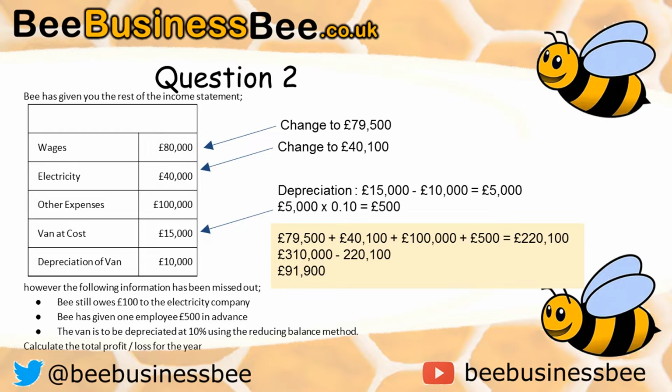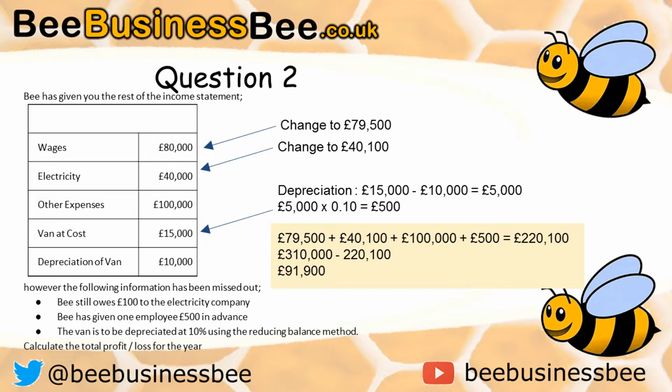So you need to make sure that you took your initial cost of the van, which was £15,000, take away any depreciation you paid at the moment, which obviously was £10,000, and that left you with £5,000. You then were told that it was a 10% rate, so you need to take that £5,000 remaining, multiply it by the 10%, which would then give you £500 worth of depreciation to take away.